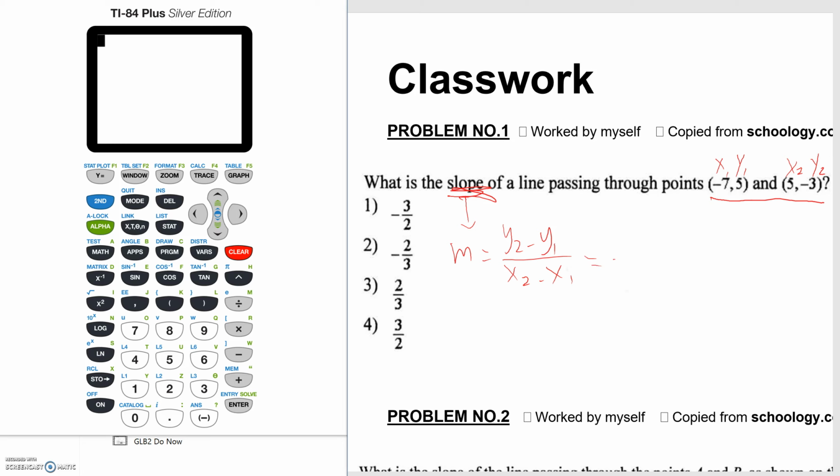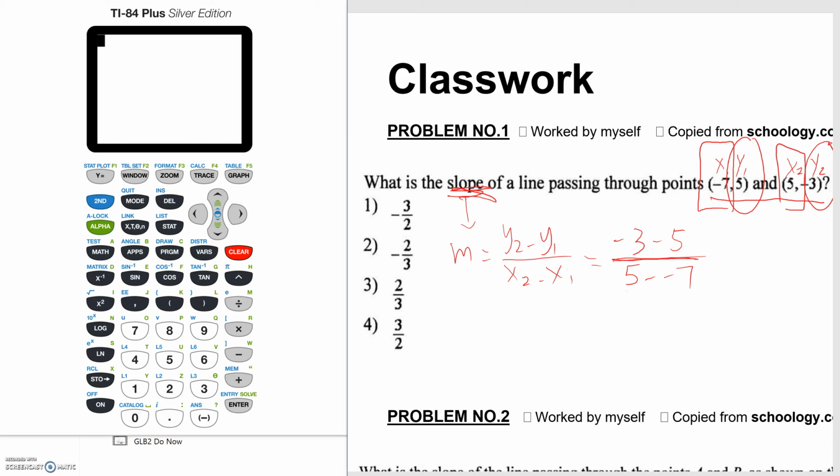So for the numerator, we're just subtracting the y's, negative 3 minus 5. For the denominator, we're just subtracting the x's, 5 minus negative 7. We can do both parts separately, or we can enter it exactly this way on the calculator.